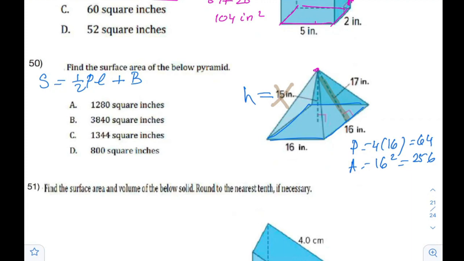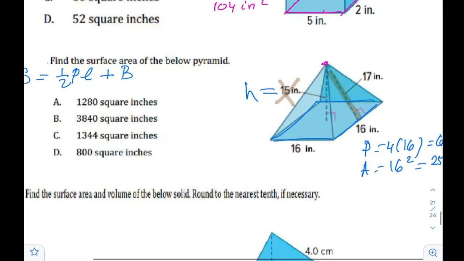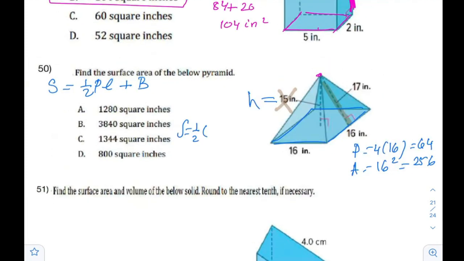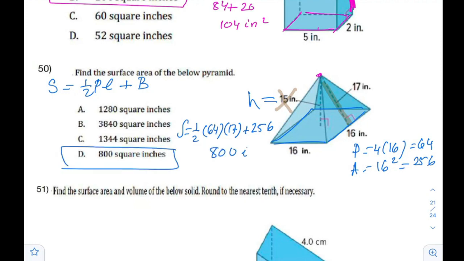So just replace. Our S will be half. P is the 64. L, that is 17, plus 1 base. 64 over 2 times 17 plus 256, which is 800. Put everything in the calculator. Of course, inches squared because it's area. Surface area or area, everything is inches squared.